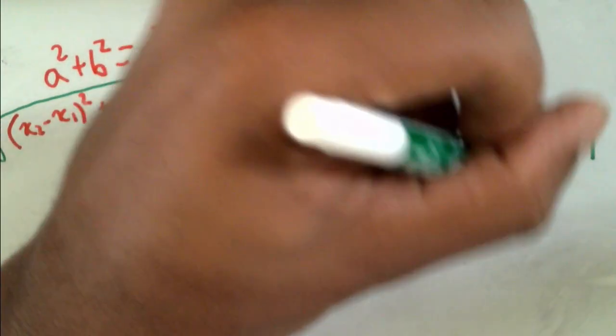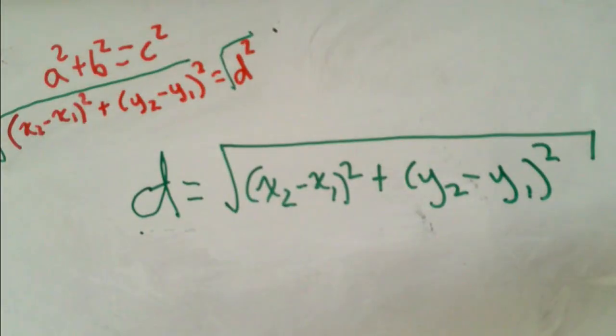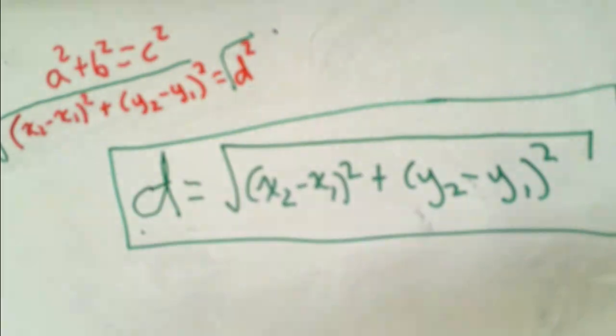And there you have it. The distance between any 2 points can be represented by that formula, the square root of (x2 minus x1) squared plus (y2 minus y1) squared.